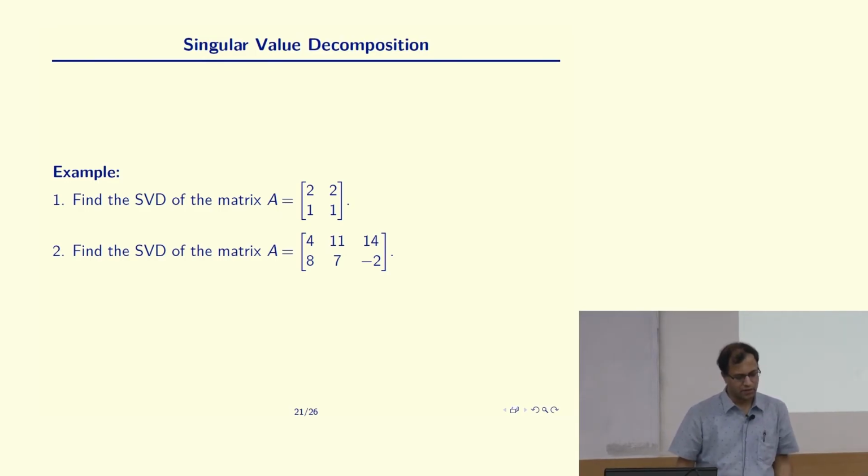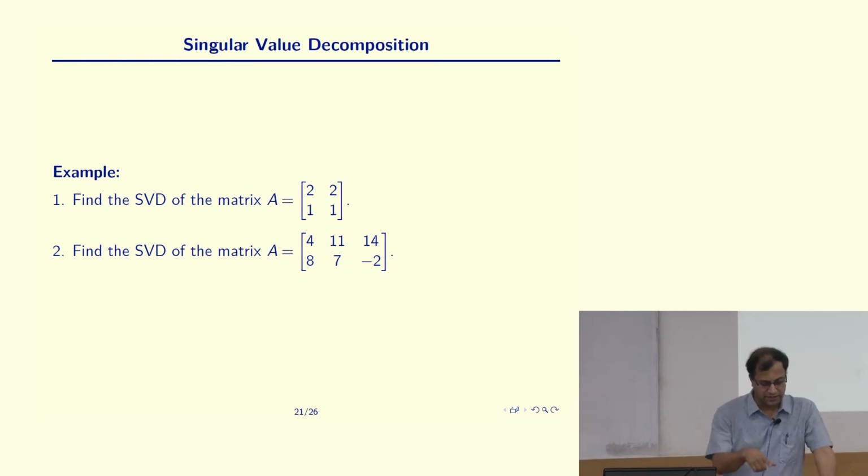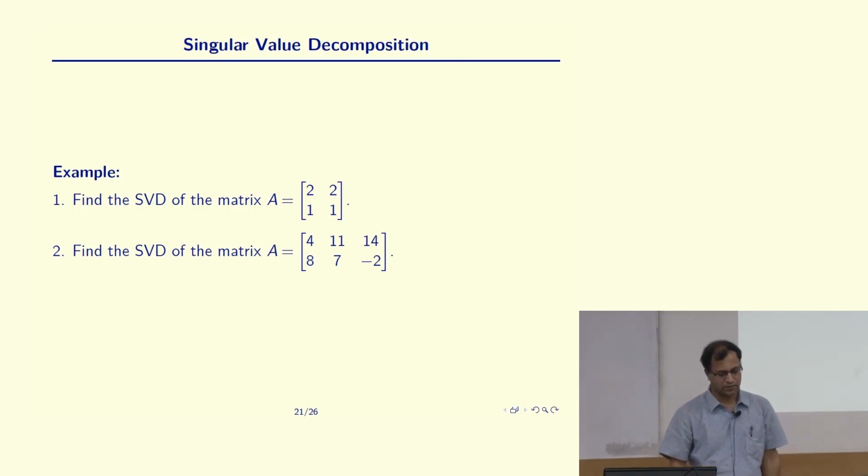We can decompose, for example, the first matrix here is a rank 1 matrix, 2, 2, 1, 1. So it's a rank 1 matrix, and the other one is a rectangular matrix.